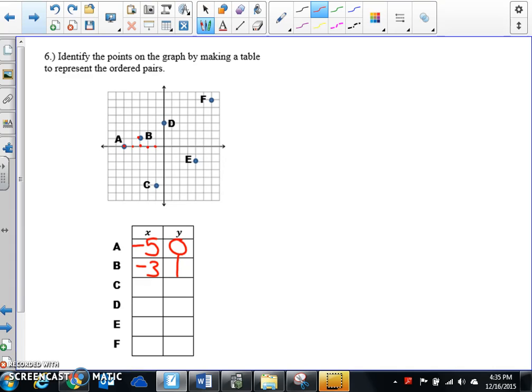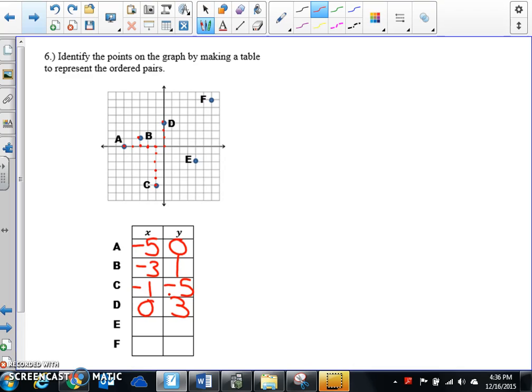C, I walk to the left 1, just 1, so negative 1. And then I go down 1, 2, 3, 4, 5. So that's a negative 5. D, I go to the right 1, so 1, up, just kidding. I was thinking the point was where D was, but it's actually on the axis. So for D, I don't get to walk anywhere, right? I have to stay there, so that's 0. Then I go up 1, 2, 3.